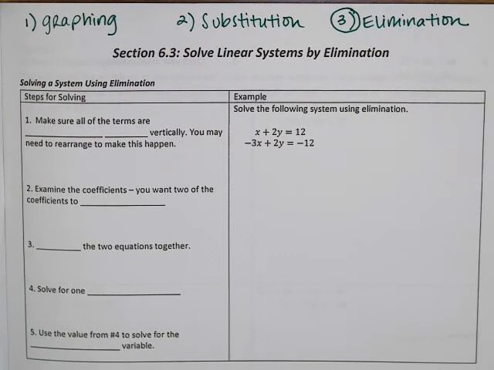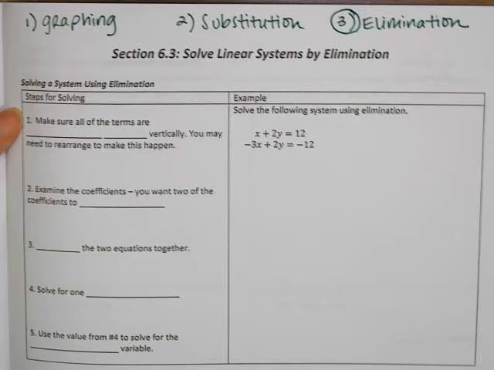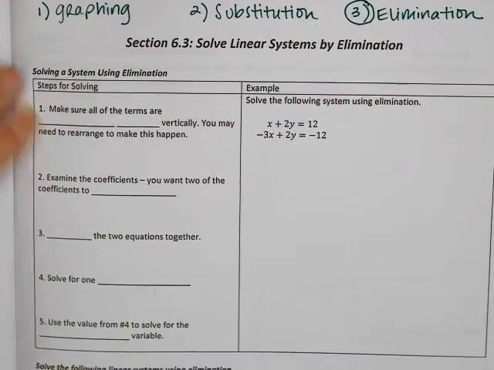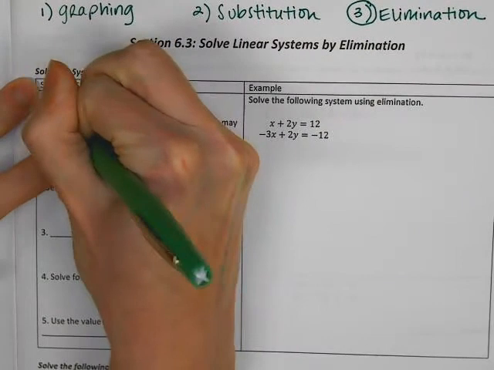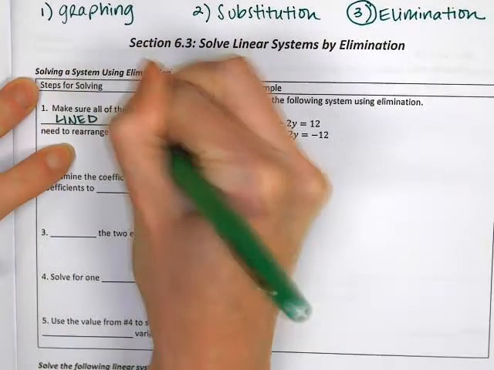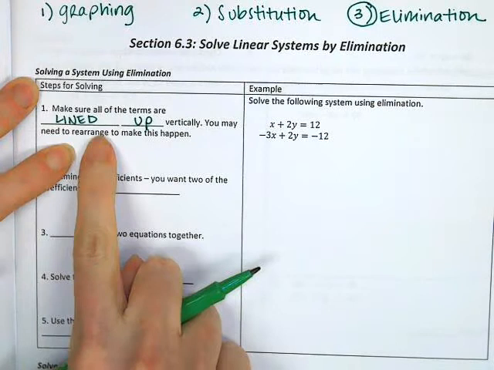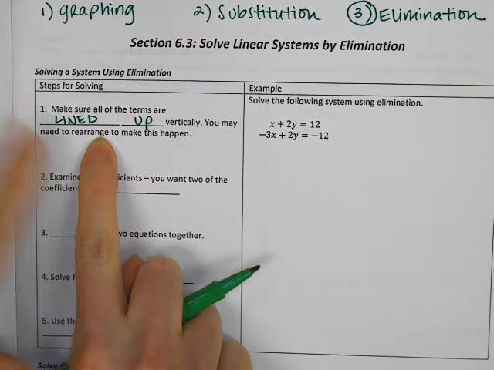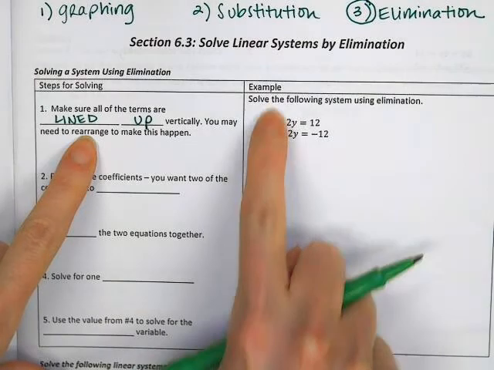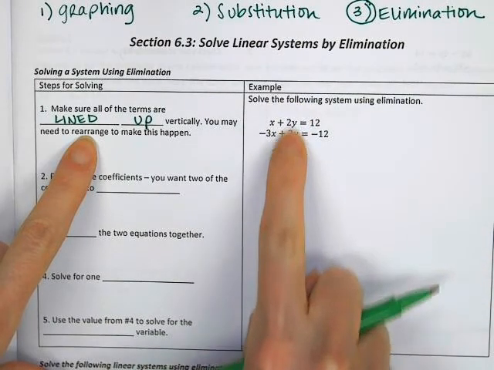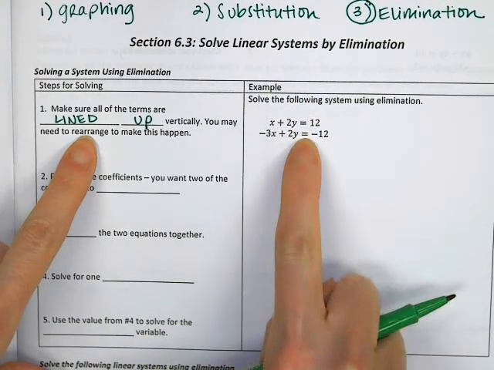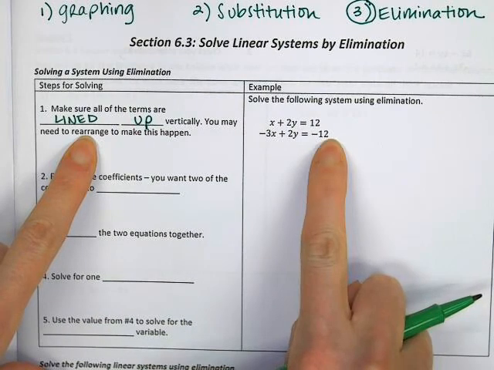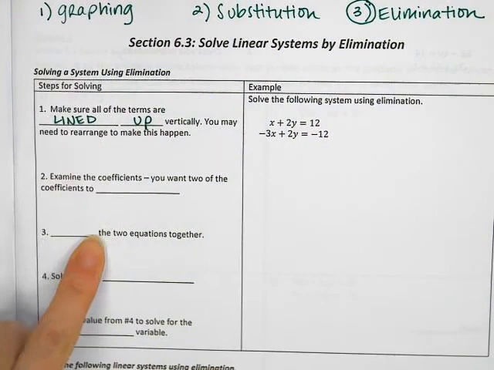Okay, so here's what you do. Step 1, make sure all the terms are lined up vertically. Sometimes you have to rearrange things to make this happen. What I mean by that is, see how the x's are lined up, the y's are lined up, the equal signs are lined up, and the constants are lined up? Has to be like that.